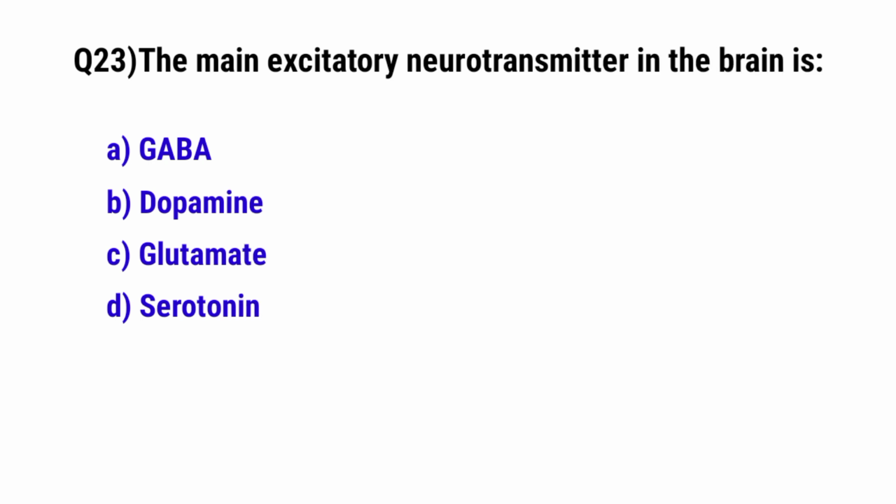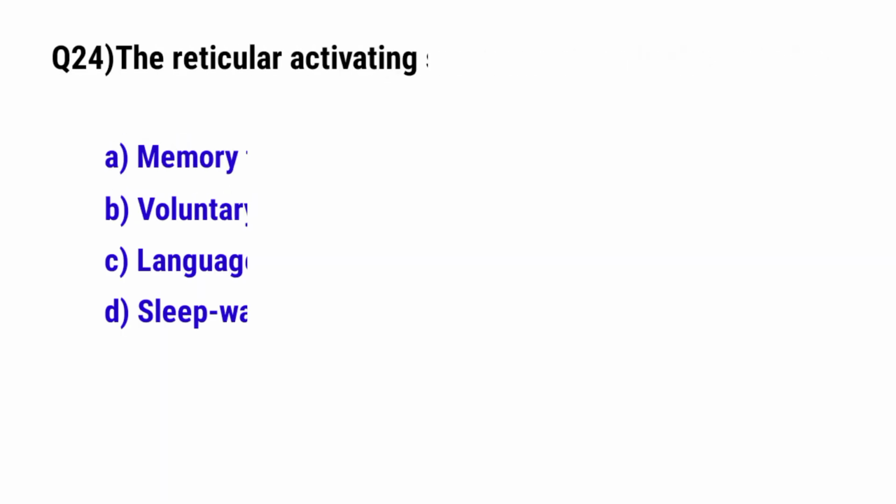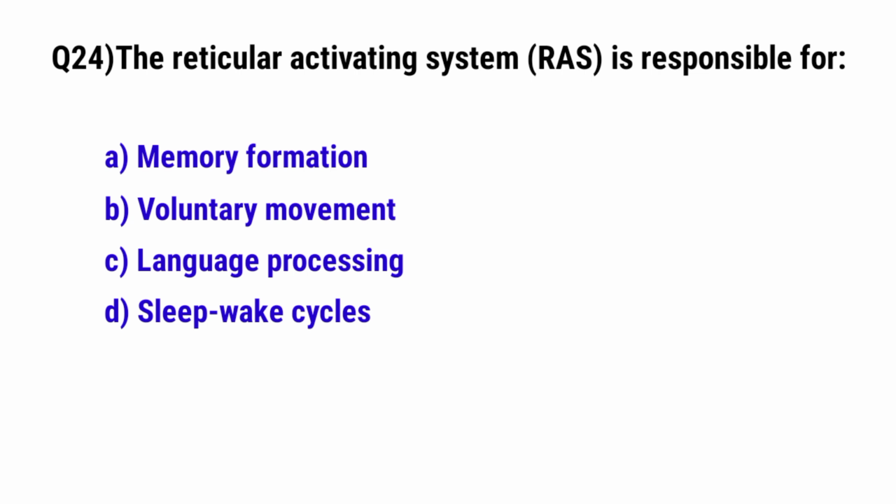Question number 23. The main excitatory neurotransmitter in the brain is? The correct option is C. Glutamate. Question number 24. The reticular activating system is responsible for? The correct option is D. Sleep-wake cycle.